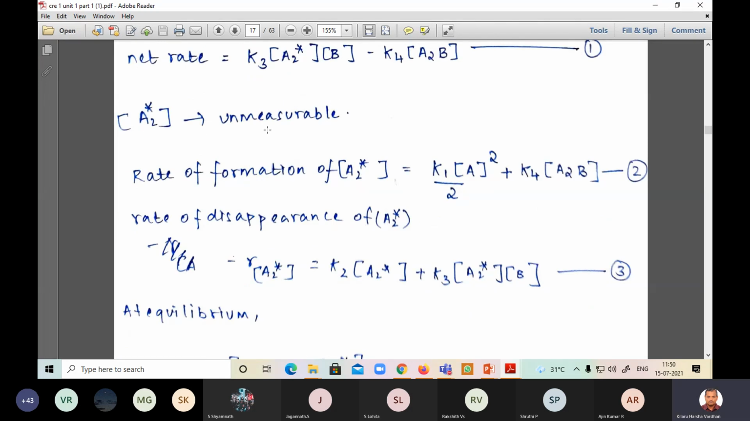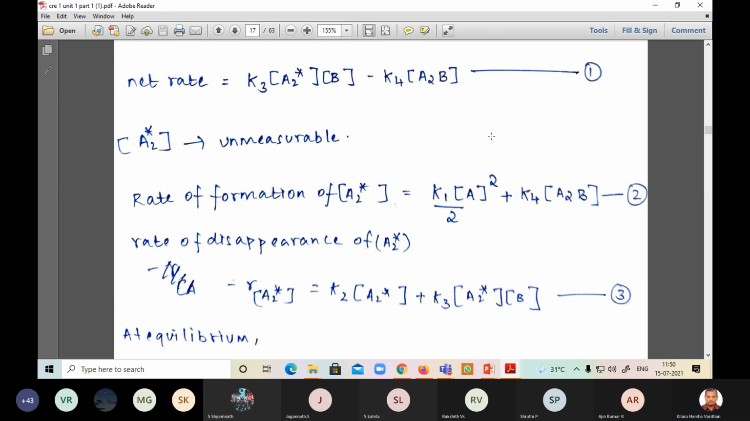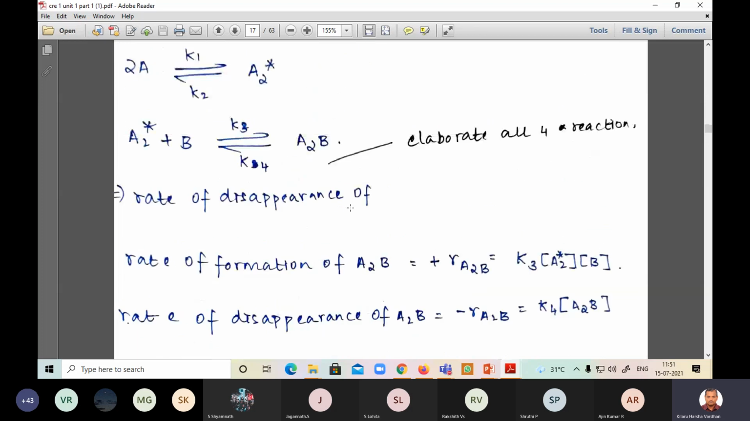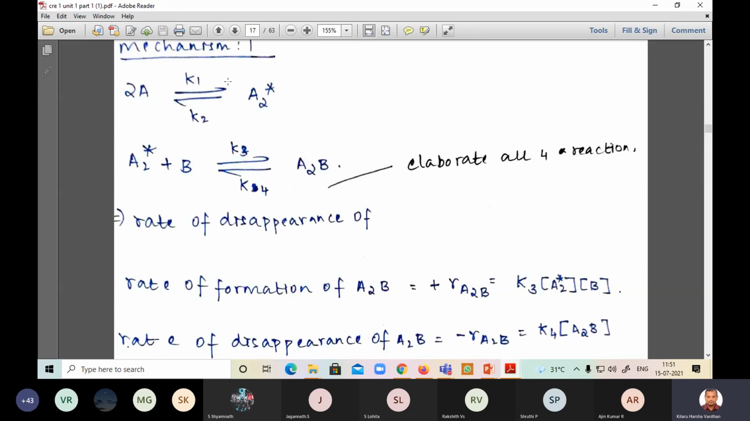So A2 star is an unmeasurable quantity. So the first reaction is this, K3 is this particular thing, minus this is R of A2B because of the formation. A2 star is unmeasurable, so an unmeasurable quantity you have to write in terms of measurables. How to write now? Rate of formation of A2 star. Where is the A2 star formed? There are 4 reactions here. In how many reactions is A2 star formed? Yeah, one of you please tell.